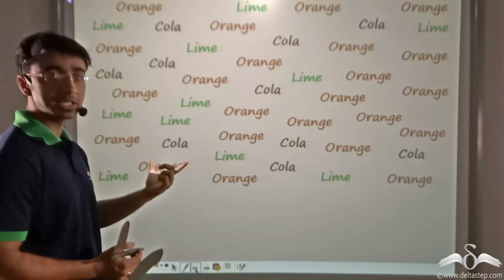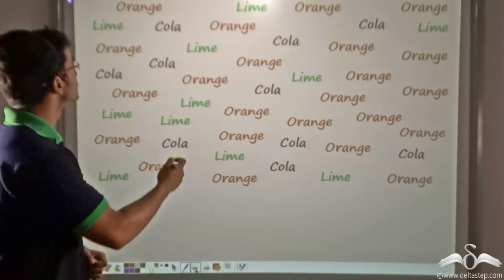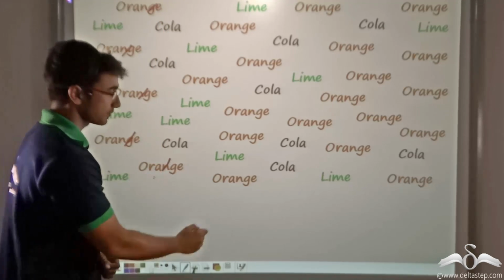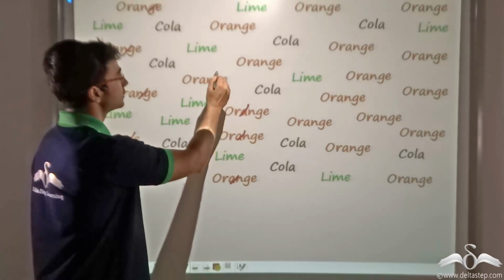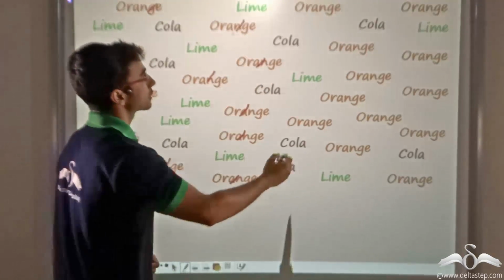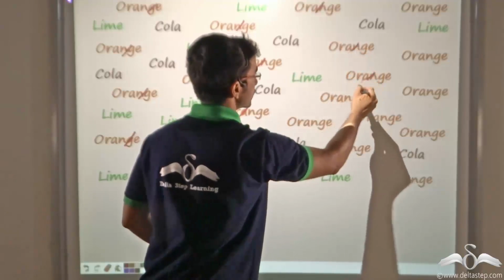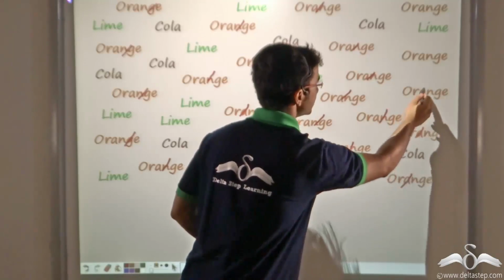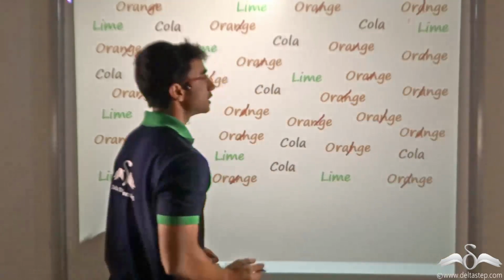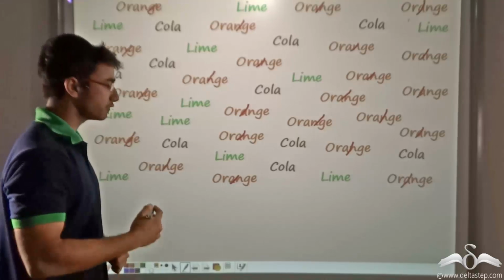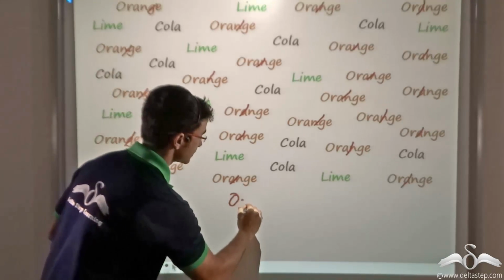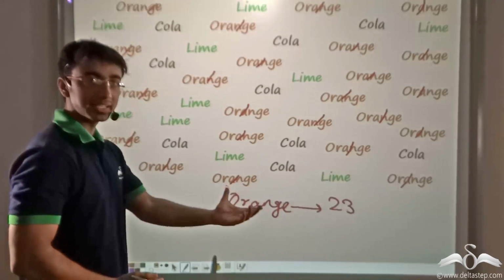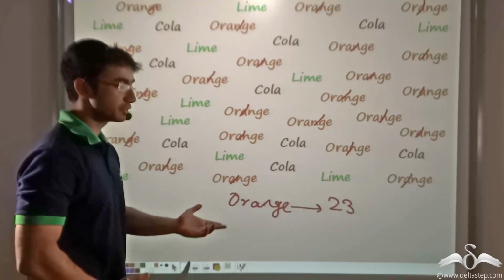Firstly, we calculate how many people have opted for orange. So we see 1, 2, 3, 4, 5, 6, 7, 8, 9, 10, 11, 12, 13, 14, 15, 16, 17, 18, 19, 20, 21, 22, 23. So we find that 23 people have opted for orange. So the employee writes orange 23, which indicates that 23 people out of the people he surveyed opted for orange.